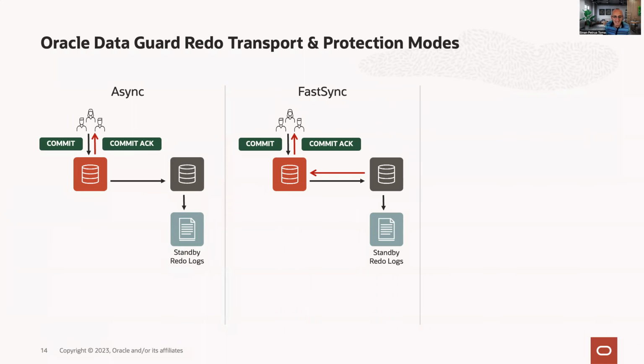Another mode is the fast sync, which means when the application commits, the redo data is transferred to the standby side, and as soon as it is written in memory on the standby side, the commit is sent back to the primary. So here we are not waiting for the I/O, which usually takes a bit more on the standby side, for the data to be written to the standby redo logs. And this is why it's called fast sync. This is a bit faster than the sync replication, which comes next.